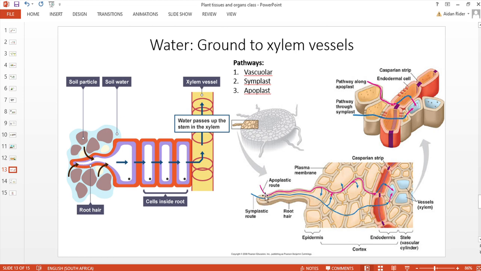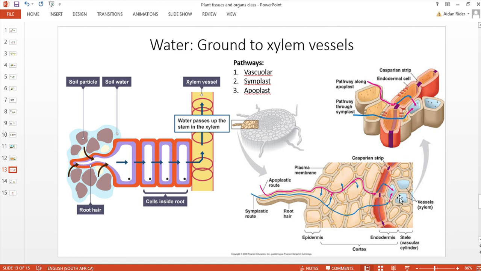And then your apoplastic route would be through the cell walls. As you can see here, all through the cell wall, not even entering really the cell. From cell wall to cell wall, and it can enter certain cells to the ground area, but it goes primarily through the cell walls until eventually it gets to the xylem vessels.